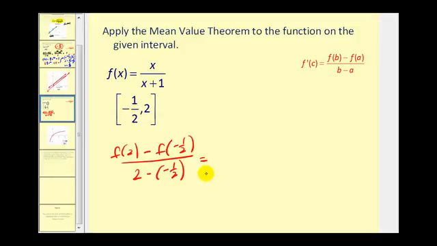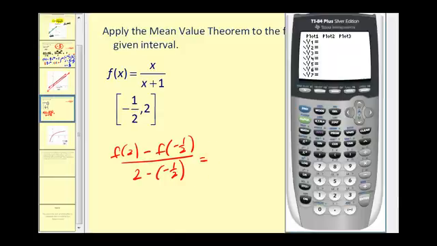Okay, so for this one it might be helpful to use the graphing calculator. Let's go ahead and type our function into y1 of x divided by x plus 1. Don't forget the parentheses. Now we'll go to the table. We want to know f of 2, 0.6 repeating, that's 2/3. Let's go ahead and find f of negative 1/2 as well. So our numerator is going to be 2/3 minus negative 1.